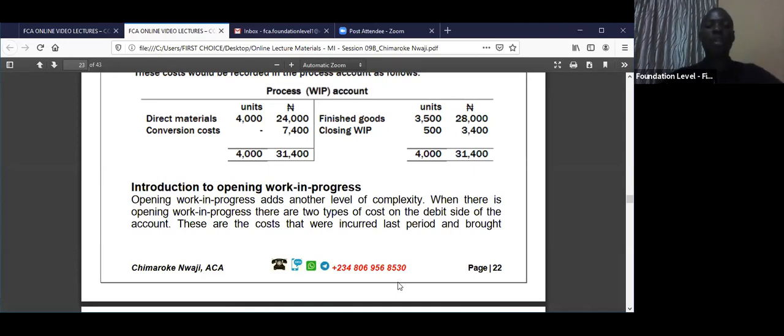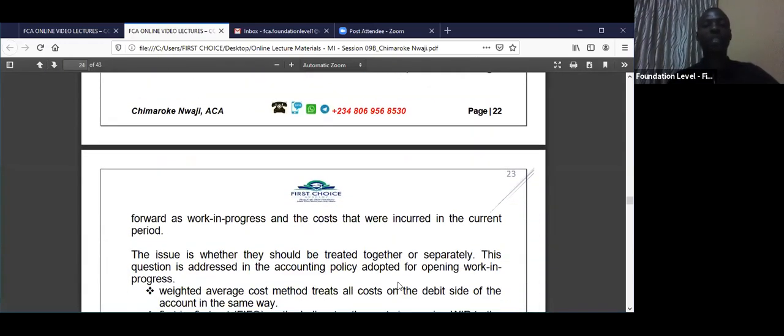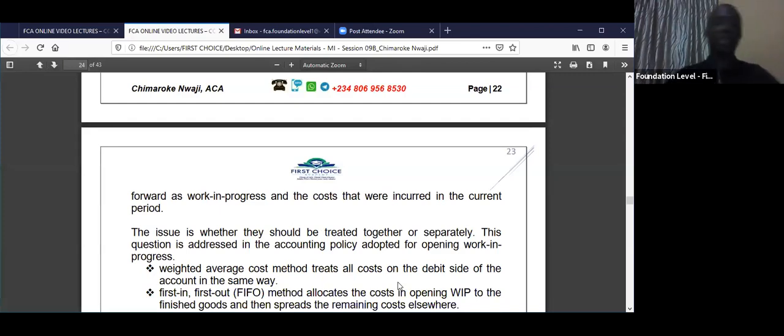When there is opening work in progress, there are 2 types of costs on the debit side of the account. These are the costs that were incurred last period, which forms the opening work in progress. It was the closing work in progress in last period, brought forward as opening work in progress in the new period. And the costs that we incur in the current period. So we see that there are 2 costs. Now the issue is whether these 2 costs should be treated together or should they be treated separately. This question is addressed in the accounting policy that is adopted for opening work in progress. So whether we treat them together or we treat them separately depends on the policy we adopt.